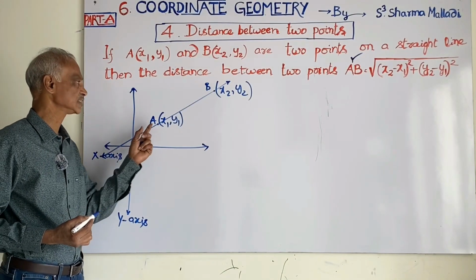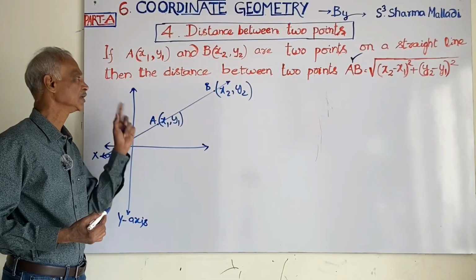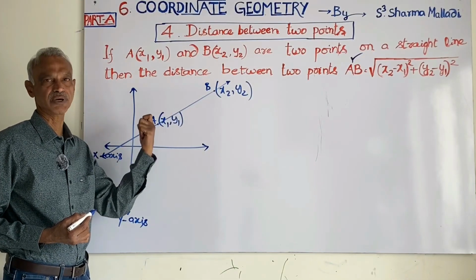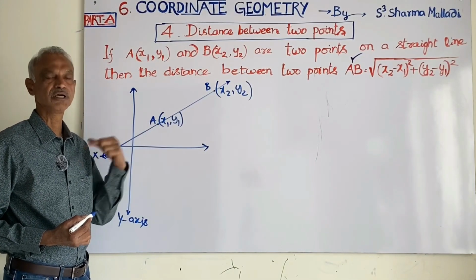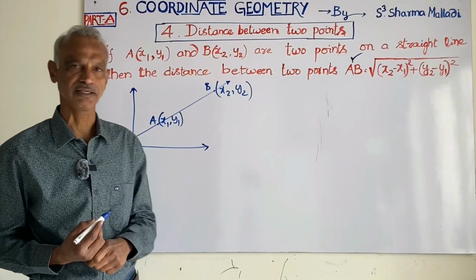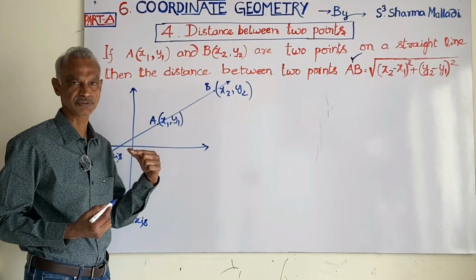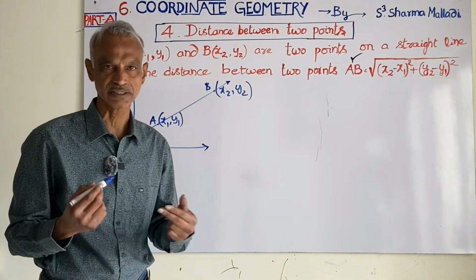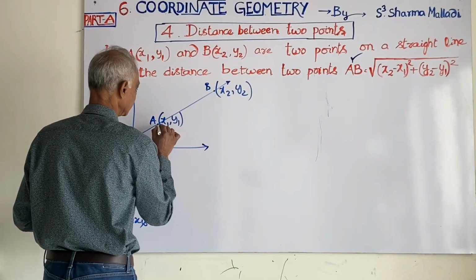We have to find the distance between these 2 points. Make it the hypotenuse. Think this is the hypotenuse. We have to draw a right angle triangle, making it the hypotenuse. Opposite to 90 degrees is the hypotenuse. You draw a right angle triangle.